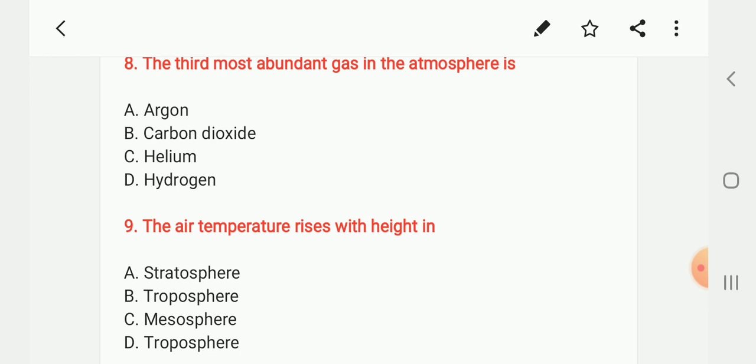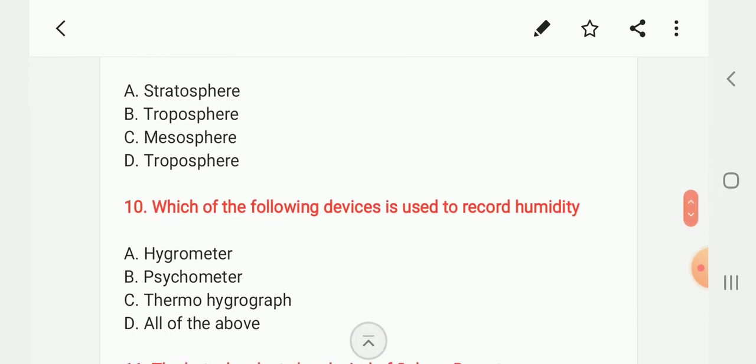Then comes the ionosphere or thermosphere. It is also called the ionosphere or thermosphere. The thermosphere lies above the mesosphere, and in this region temperature again increases with height. This temperature increase is caused by the absorption of energetic ultraviolet and X-ray radiation from the sun. The region of the atmosphere above about 80 kilometers is called the ionosphere. The region above 80 kilometers is called the ionosphere. Okay, next question.